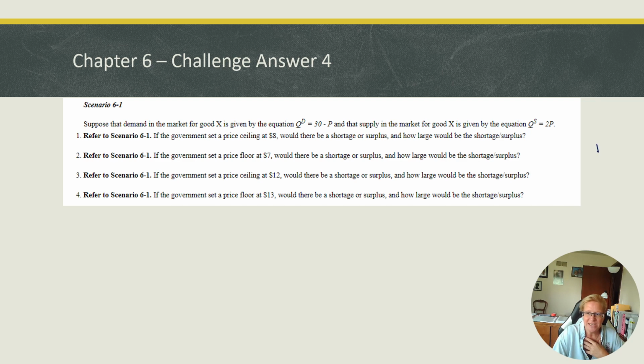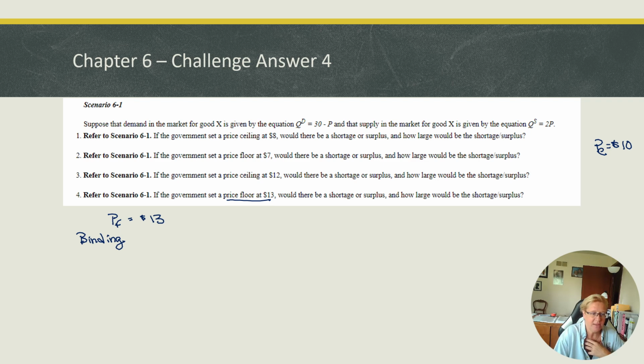Fourth one. Price equilibrium is 10. If the government sets a price floor at 13, prices cannot go below it. So if the price floor is 13, we want to know if we have a shortage or surplus, and how large that would be. Because it's a price floor at 13 and our price equilibrium is at 10, this is binding.